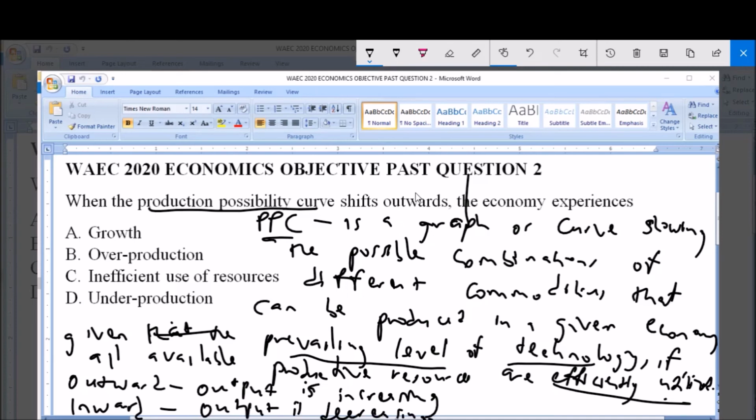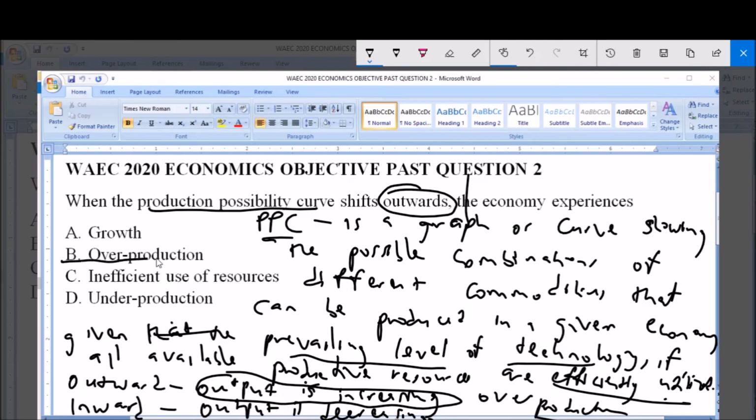So from the question, we're asked what happens when it shifts outwards, and we have established the fact that the output is increasing. And when output is increasing, there's likely to be overproduction of resources. So overproduction, option B, is the correct answer to this question.